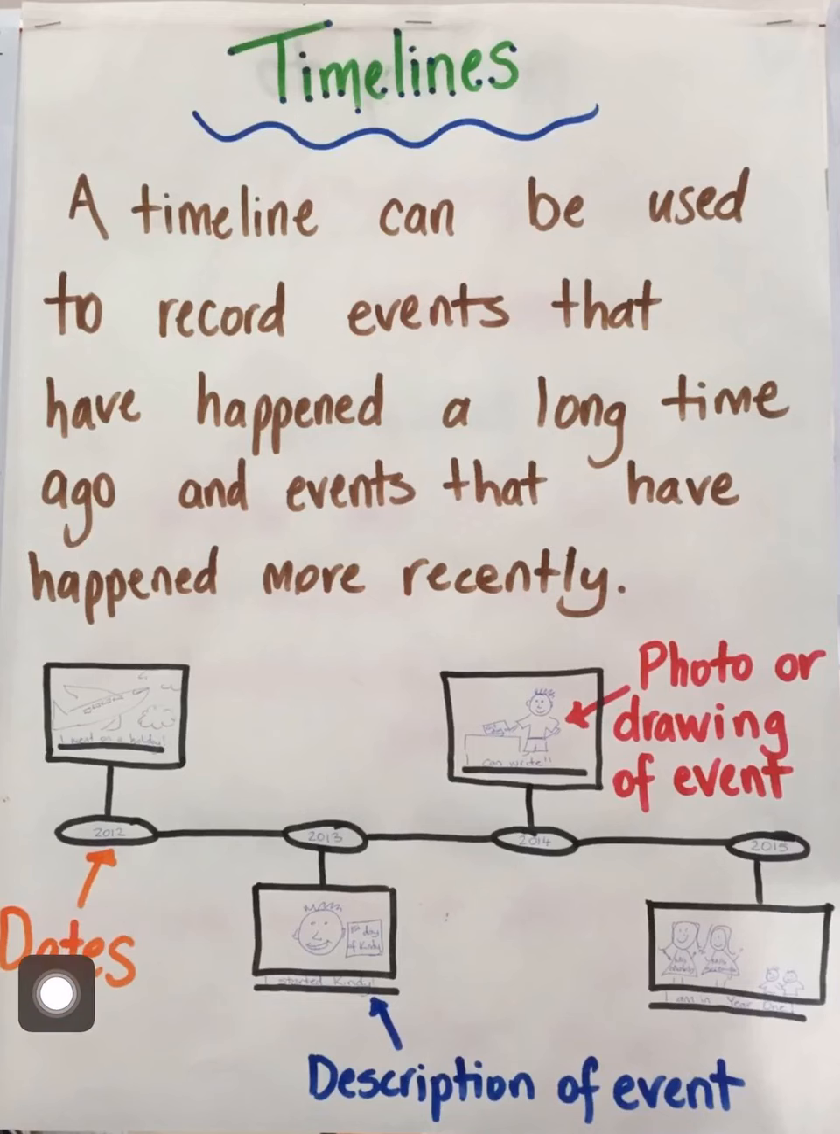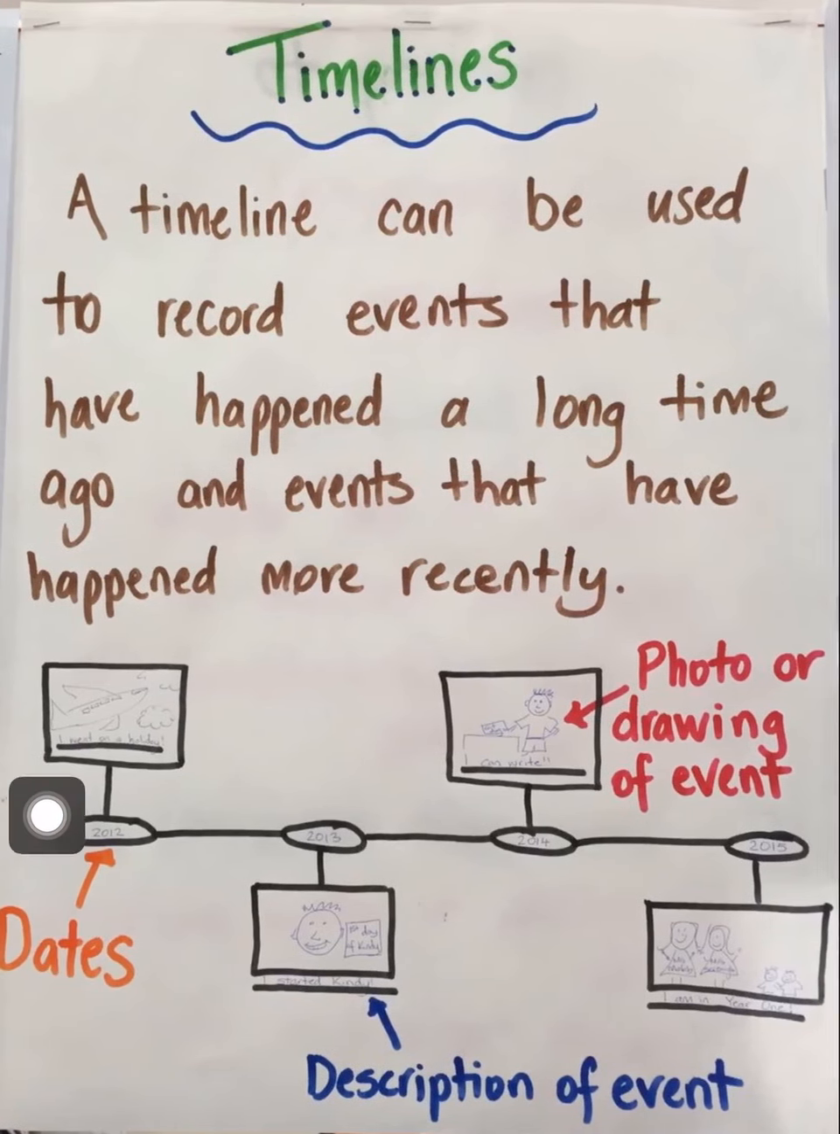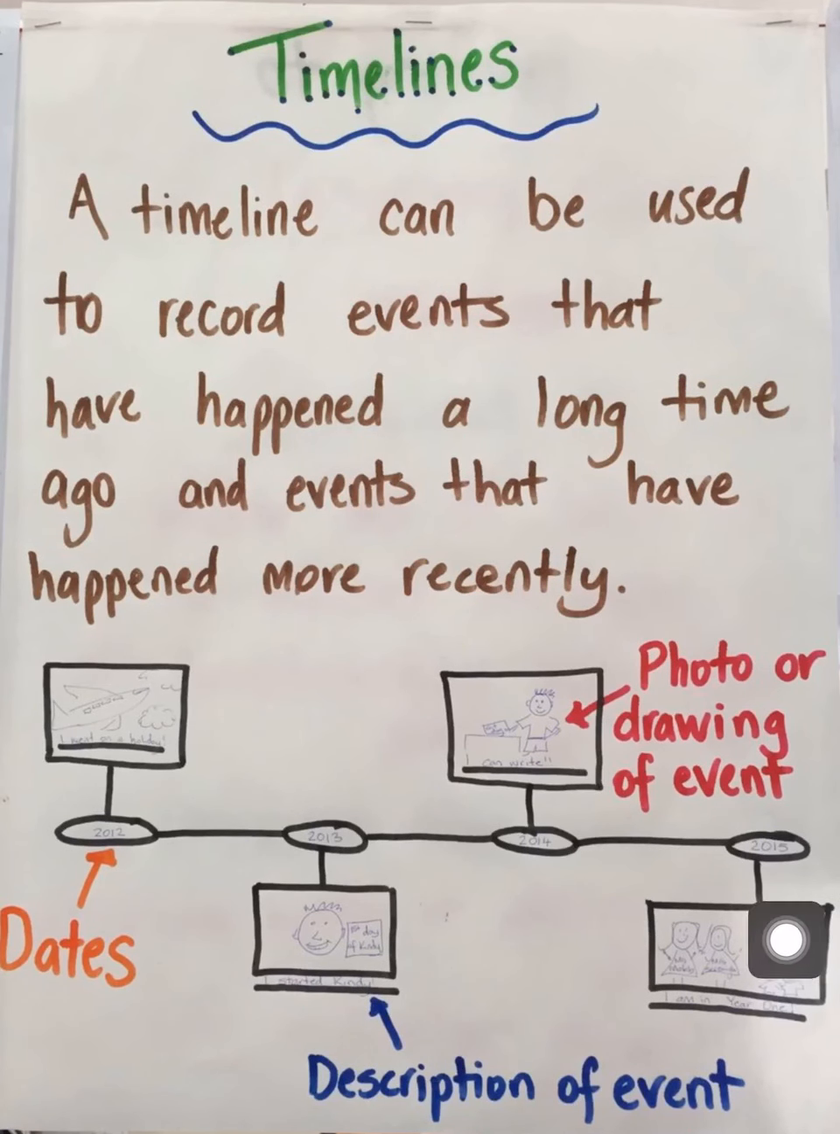Timelines need dates. You see here the dates, they go in order. Timelines always go in order. That's the point of them. So here it goes 2012, 2013, 2014, 2015. They go in order from left to right. So this is the earliest time over here, and this is the latest time over here. So timelines have dates.